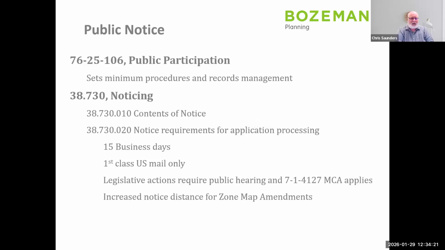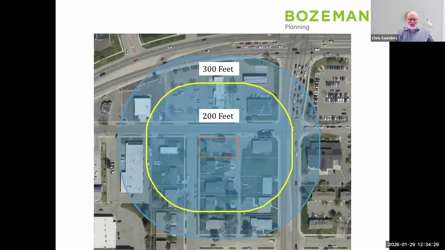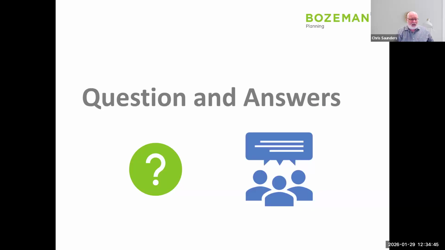Public notice is a little different for legislative processes. There's more of an emphasis on engagement at this level. As part of that, we have expanded the notice provision so that there's a bigger distance out, an extra 100 feet out, that get mailed notices for proposals. And that concludes my presentation, and I'd be glad to take questions.